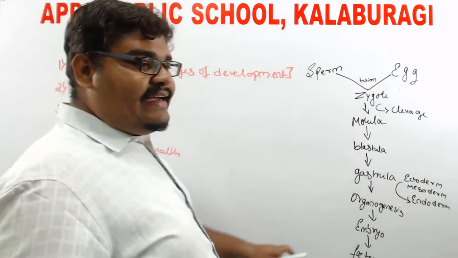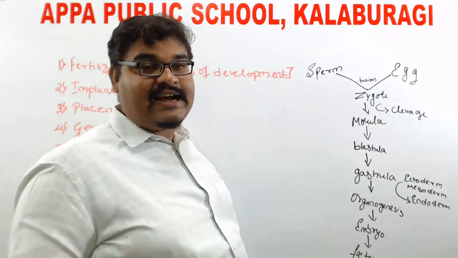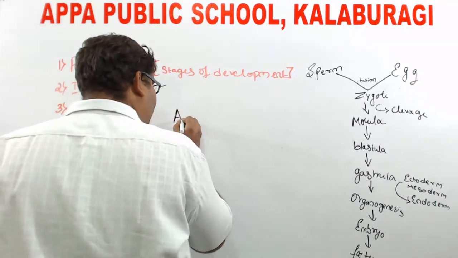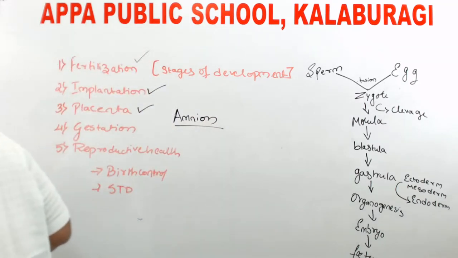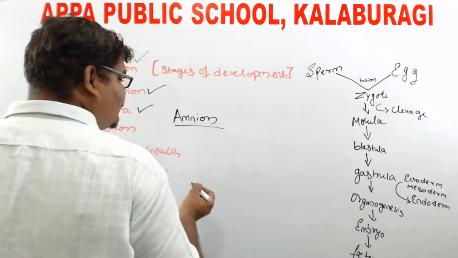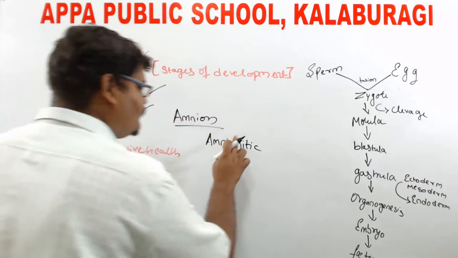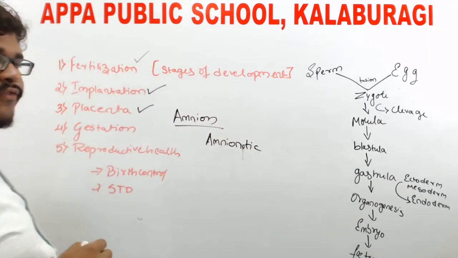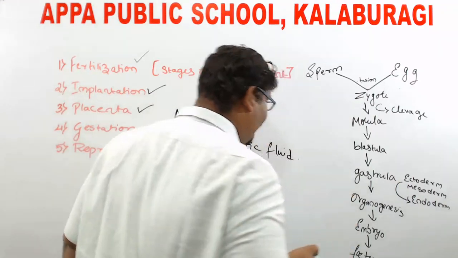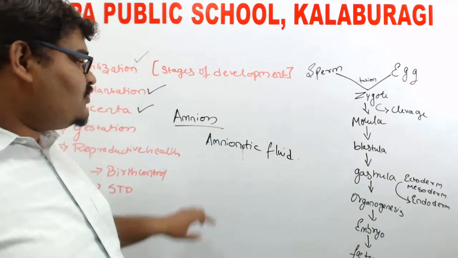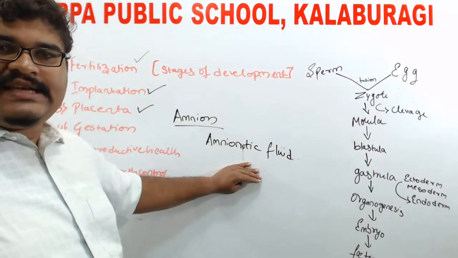So this embryo develops into a sac or a bag like structure, like a carry bag, okay, very thin. The bag like structure is called amnion. The bag like structure which is going to protect, or which is covering the growing embryo, is called amnion. Okay, and this amnion is filled with the fluid called amniotic fluid. And this amniotic fluid, which is filled in the amnion, in which the embryo is growing, acts as a shock absorbent.